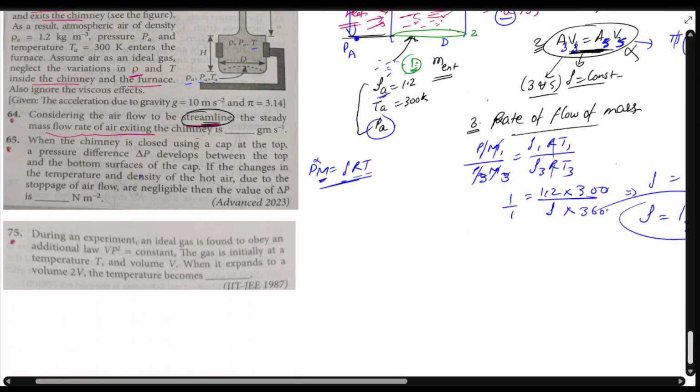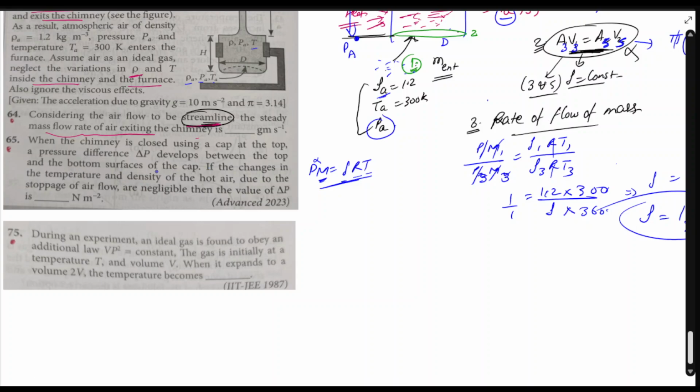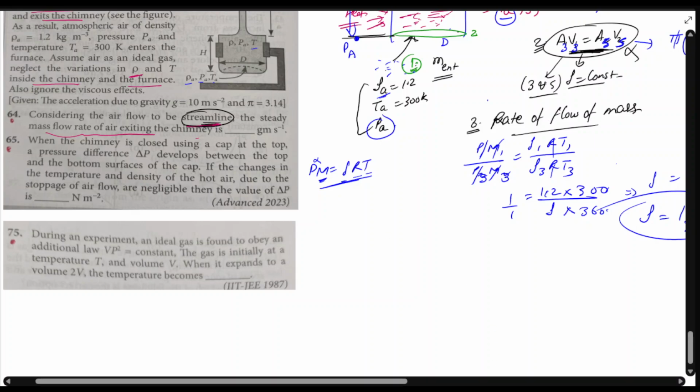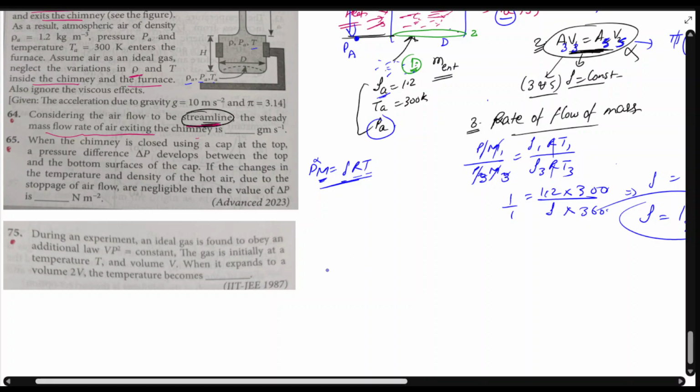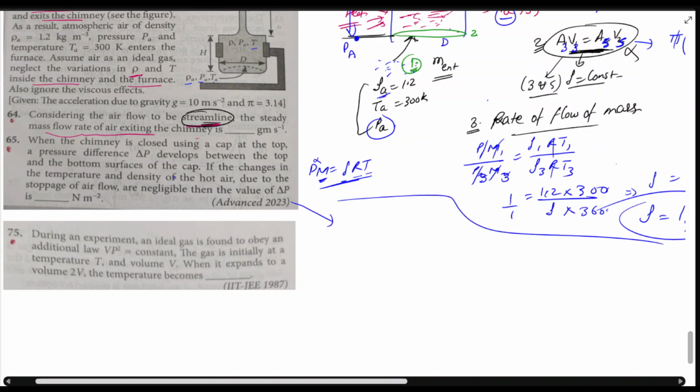Perfect. Now, when the chimney is closed using a cap at the top, a pressure difference delta P develops between the top and the bottom. If the changes in temperature and density of the hot air due to superficial effect are negligible, find the value of delta P. So this is quite easy. So for this question, what will it be?